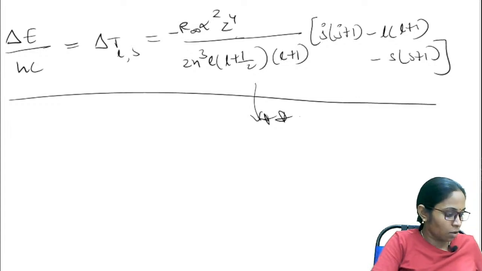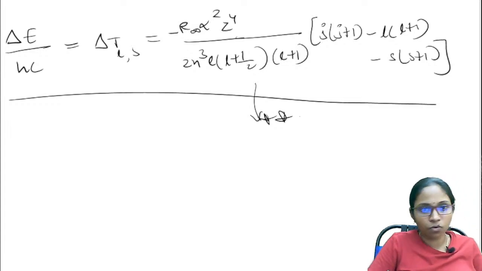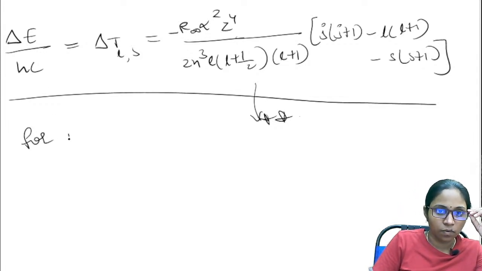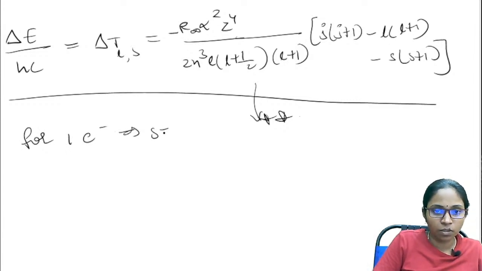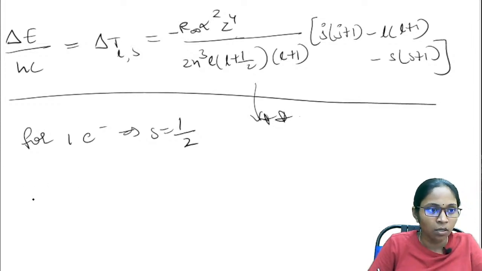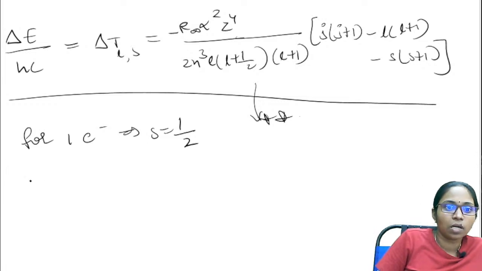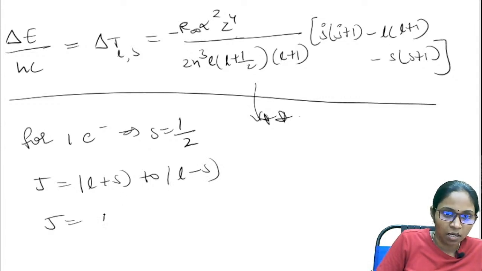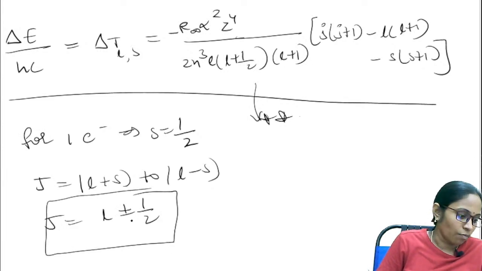And we know that for a single electron, the S value is 1/2. If we don't know where this electron is situated, I take L as L, and J values can be from modulus of L plus S to modulus of L minus S. That means the J value is L plus or minus 1/2.